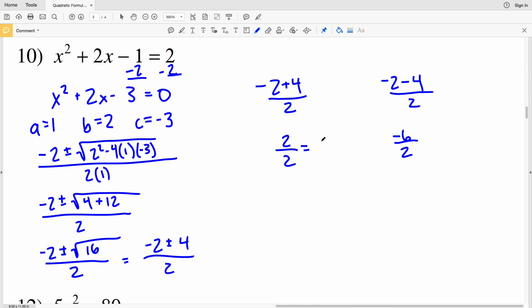2 divided by 2 is positive 1. Negative 6 divided by 2 is a negative 3. So my solutions in number 10 are 1 and negative 3.